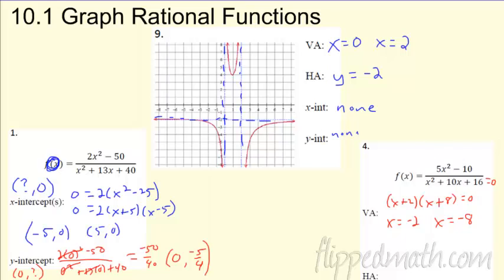How about number 5? So number 4, horizontal asymptotes. Remember the rules. You're looking at the powers, or the degree on top and the degree on bottom.